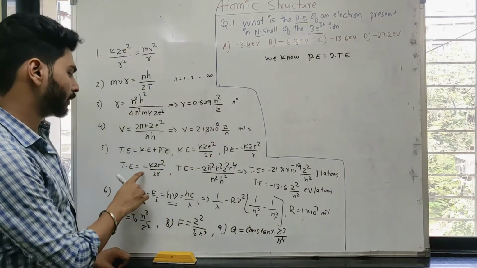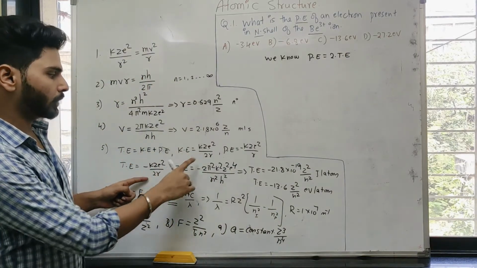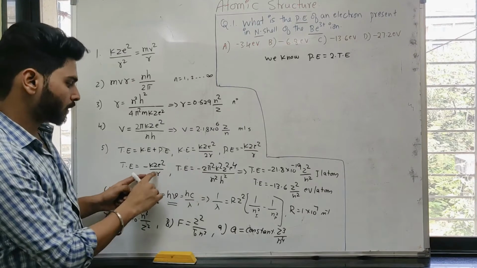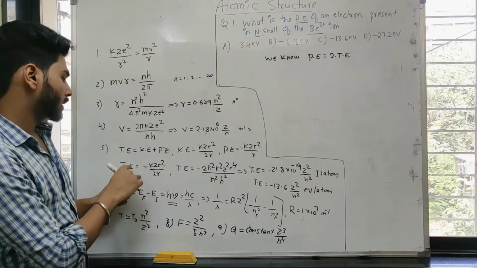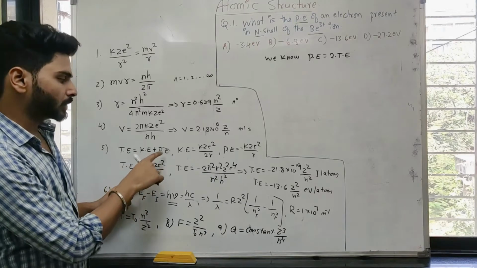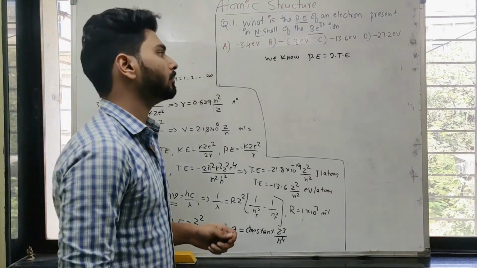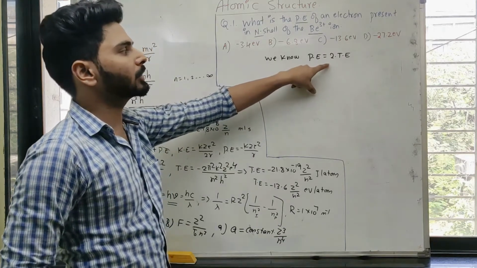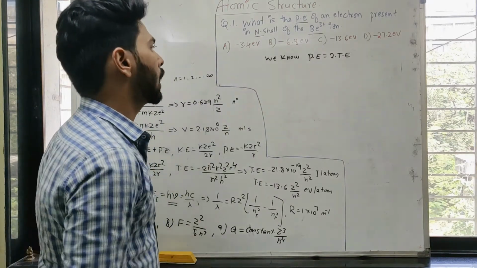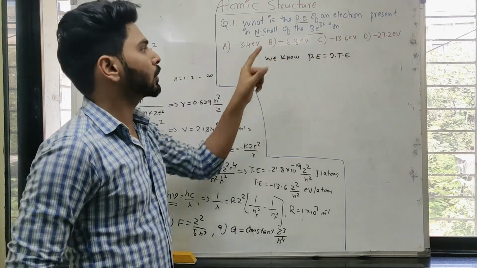Similarly, you can also do it for kinetic energy. If you look at these two, kZe square divided by 2r and kZe square divided by 2r, only the negative is missing. That means total energy is equal to minus of kinetic energy. So we have to calculate total energy first, then multiply that with 2, and we'll get potential energy. Now, total energy they have given in terms of electron volts.